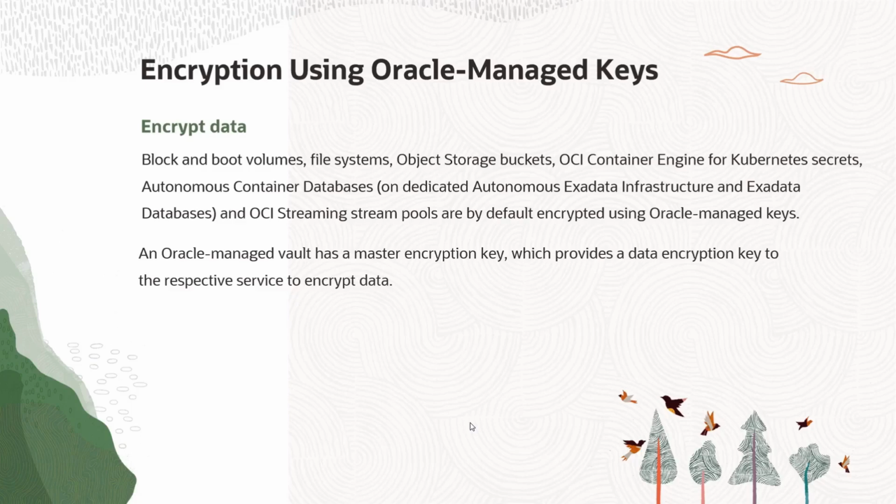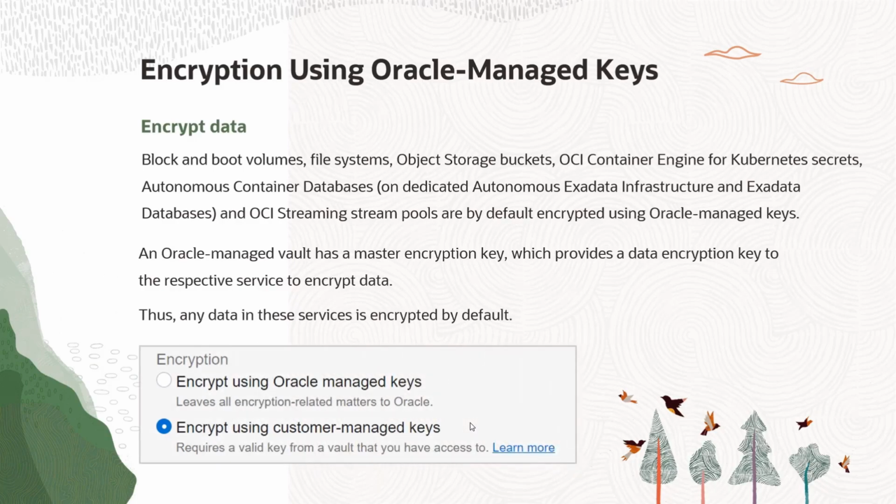Now, Oracle managed keys means we have an Oracle managed vault which has a master encryption key which provides a data encryption key to the respective services to encrypt the data. It's the same process as we looked into in the OCI Vault intro lesson. You have a master encryption key that generates a data encryption key, this envelope encryption, and that data encryption key is used to encrypt the data, and that's sent to the respective services. So by default, the data at rest is encrypted.